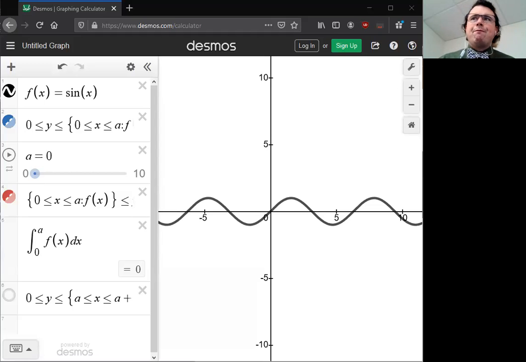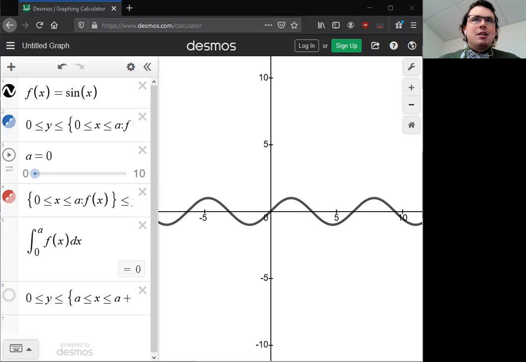Let's start with a function. Here, I've graphed y equals sine of x. And what I'm going to do with this is calculate an integral. So I would like to look at the integral of the function f of x equals sine of x, starting at 0. But then I'm going to end my integration at the number a. What number is a? I'll choose it as I go.